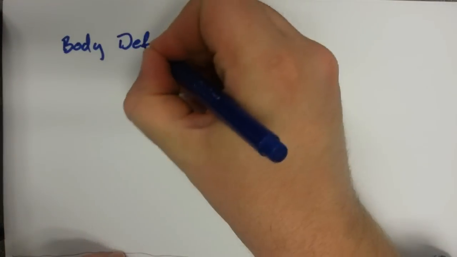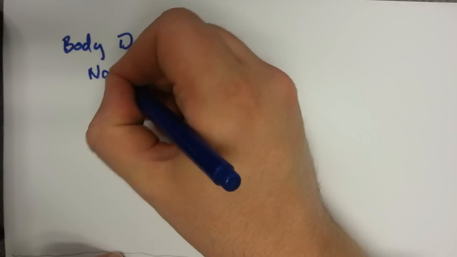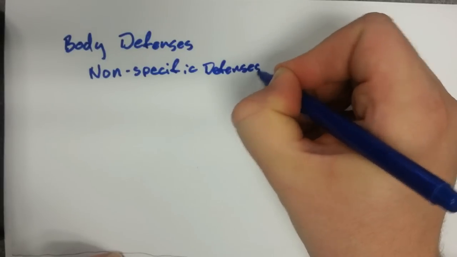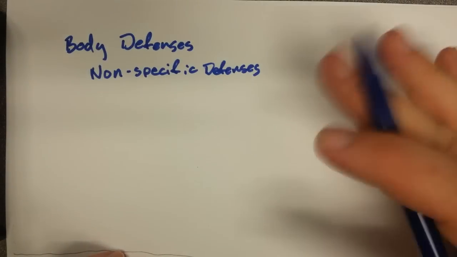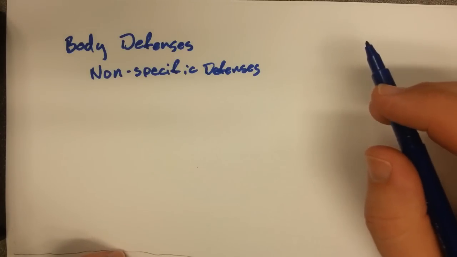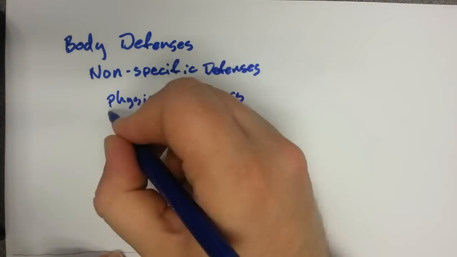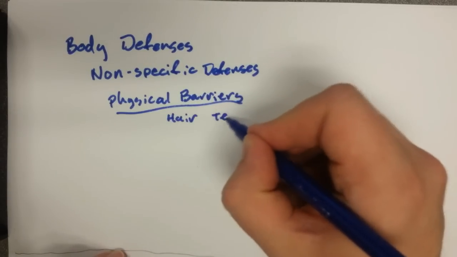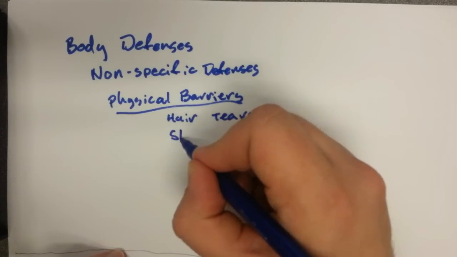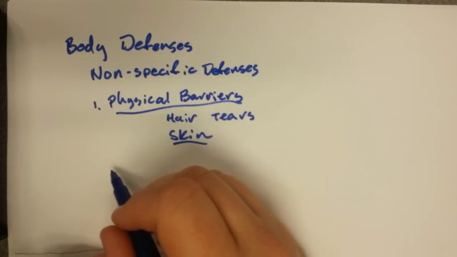Okay, we're going to talk about body defenses. So body defenses include non-specific defenses, which we talked about quite a bit at George Fox, so I'm not going to go into all of that. I just want to do a quick touch on a few highlights of that. So we talked about physical barriers. That includes hair, tears, and most importantly, skin, keeping stuff out of your body. So that's the first of the non-specific defenses.